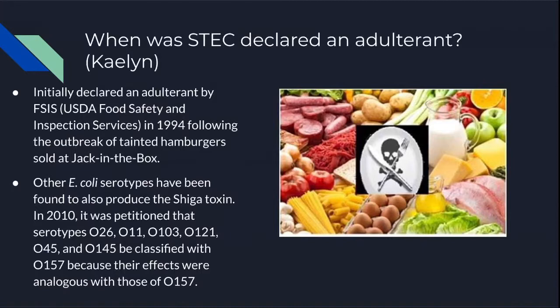Other E. coli serotypes have been found to also produce the Shiga toxin. In 2010, it was petitioned that serotypes 026, 011, 0103, 0121, 045, and 0145 be classified with 0157 because their effects were analogous with those of 0157. Together, these serotypes are known as the Big 7 adulterants. These serotypes were officially banned from meat in 2011, so any meat that is found with any trace of these serotypes has to be thrown away.